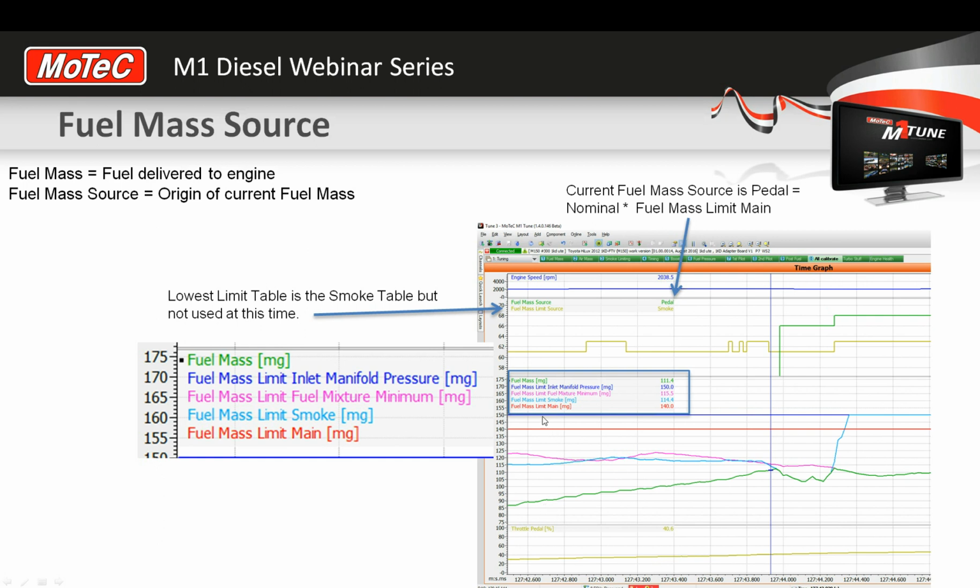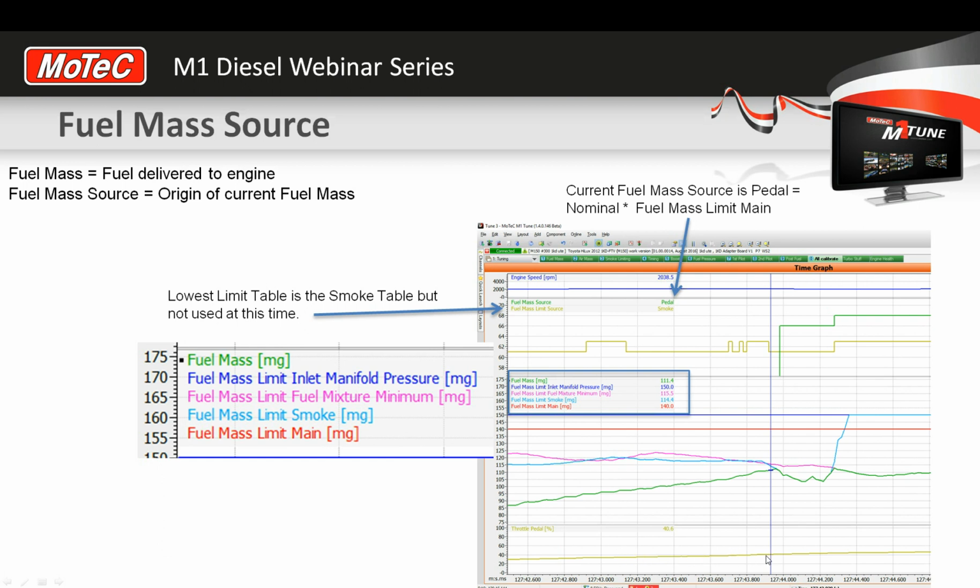So the pedal, up until this point here, it's derived, because it's the pedal times the main number is a number lower than any of these other channels, then it's the fuel mass source all the way up into this point here, and at this point is the pedal. It's coming from the throttle pedal, which is our fuel mass unlimited.